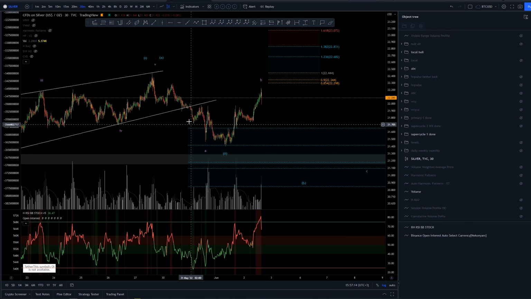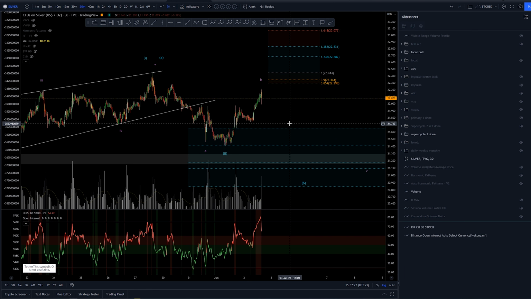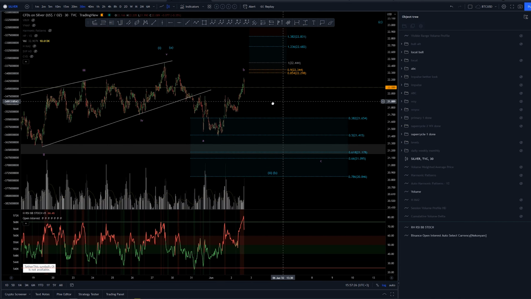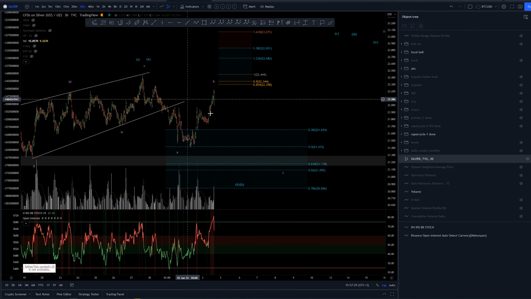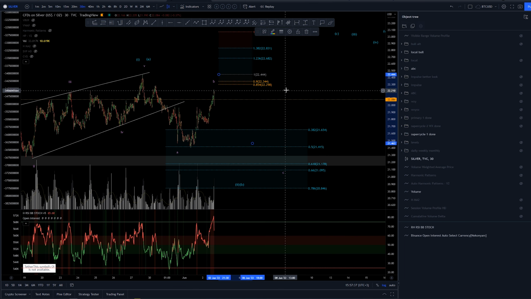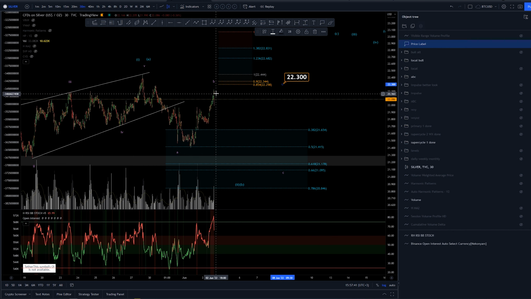Yeah, we would have to say some kind of 3-wave structure here, and then this would be another 3-wave structure. Definitely not the clearest, but I guess we could have that completed there as well. But for now, I am thinking still that we need one more low here. If the B wave is coming up here to around $22.30, then I would be looking at something else.